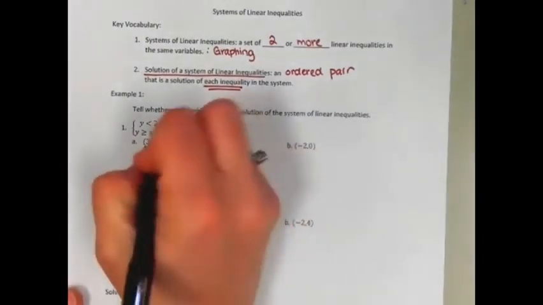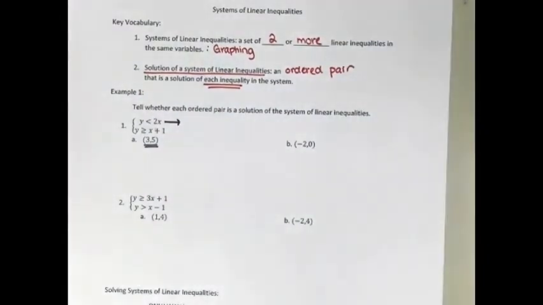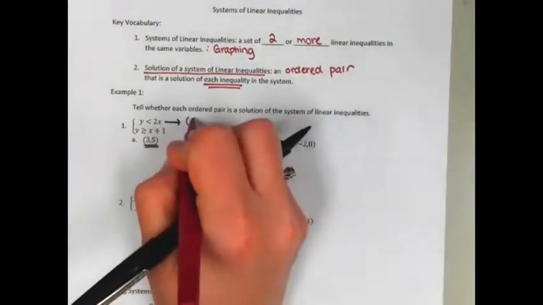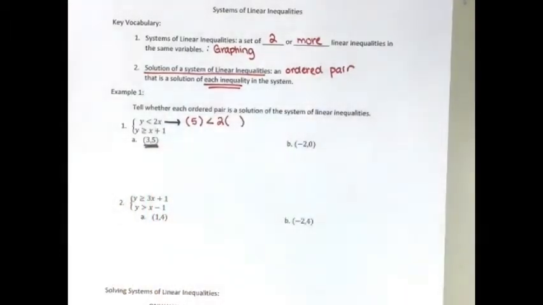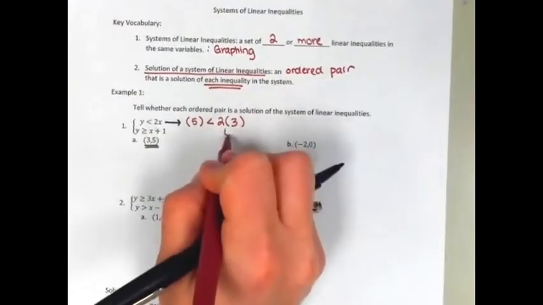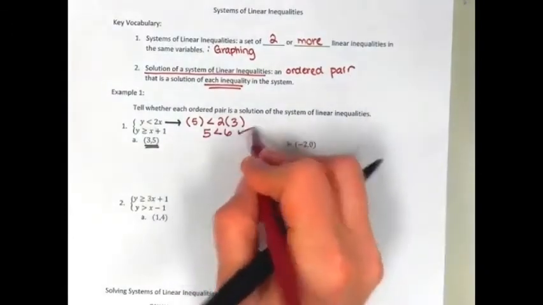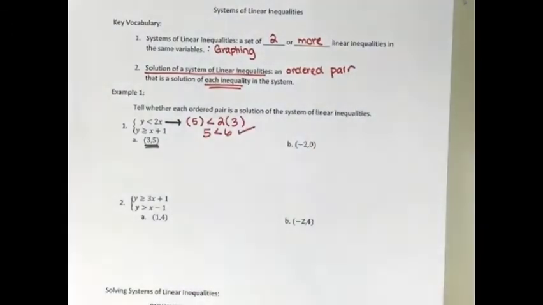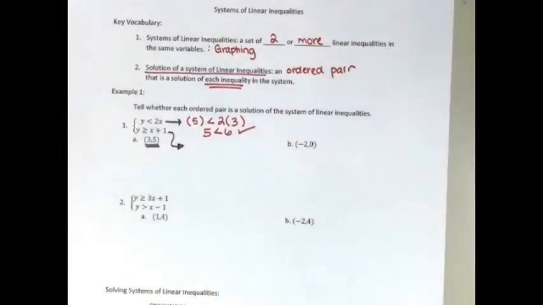So if I'm looking at that first one, what is the y coordinate? 5 is less than 2 times, what's my x? 3. What's 2 times 3? 6. Is 5 less than 6? Yes. So can I automatically say yes, it's a solution? No, because I have to check the second one still, right? So it's not just the point of intersection, it's does it lie in the shaded region as well?